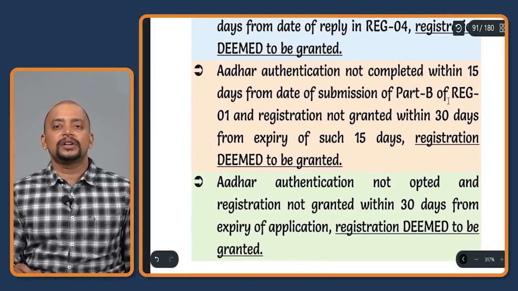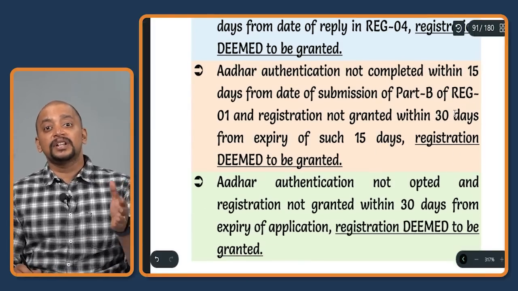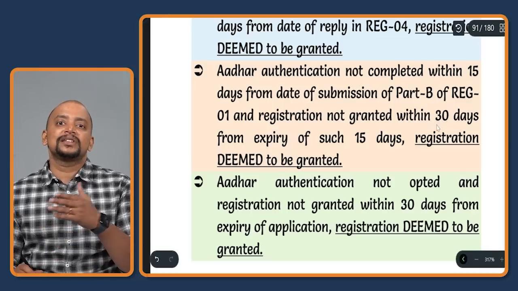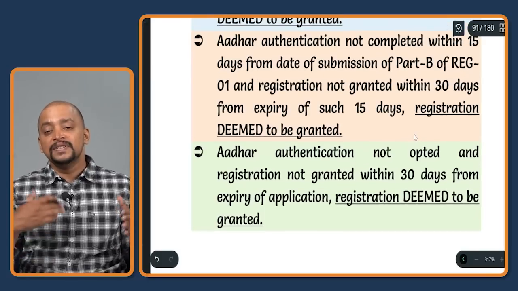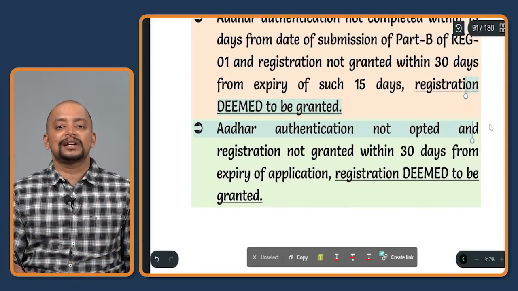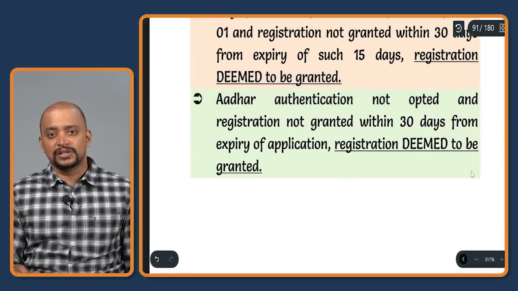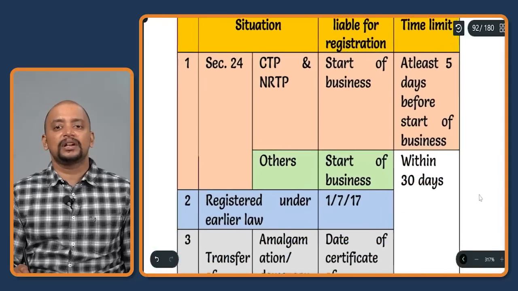Aadhaar authentication not completed within 15 days of submission of Part B. So then thereafter within 30 days, they need to grant the registration after physical verification. If they have not done, then also deemed registration. We selected itself without authentication. Then from the date of application within 30 days, they need to grant registration, otherwise also deemed registration. So this deemed registration can be separately asked as a short note.